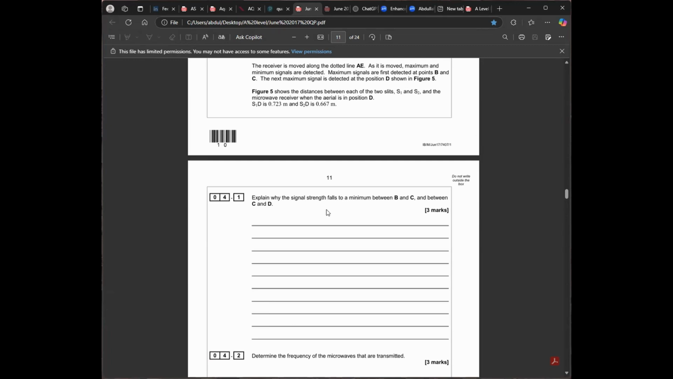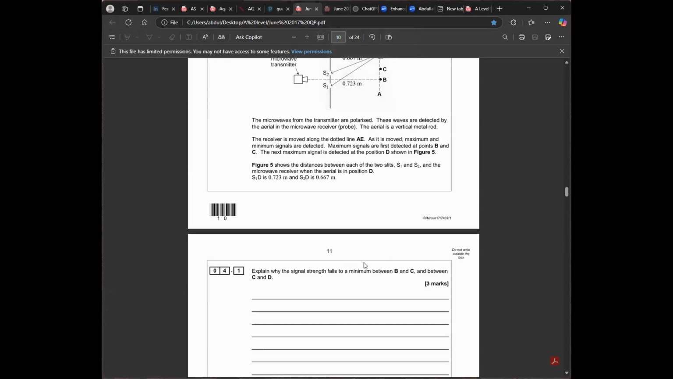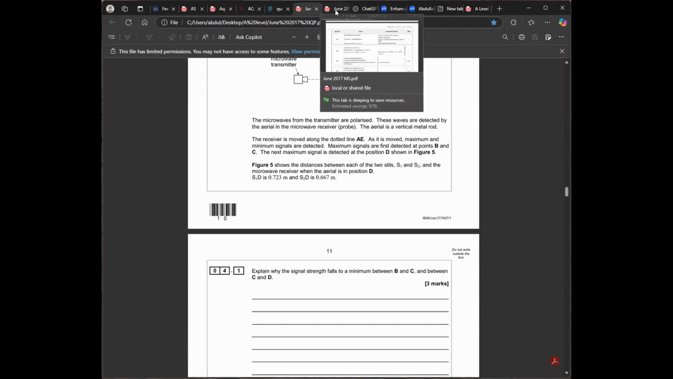I think the first thing should be to say that there is a path difference between the two, because of how much the distance is from the slits to that point. The next thing is, because of that path difference, the two waves are out of phase, because they also talked about phase in the textbook. So path difference, then you talk about the phase, and then you say hence there is destructive interference, and that's why the signal strength is very low at those points. That would mark as a complete answer.